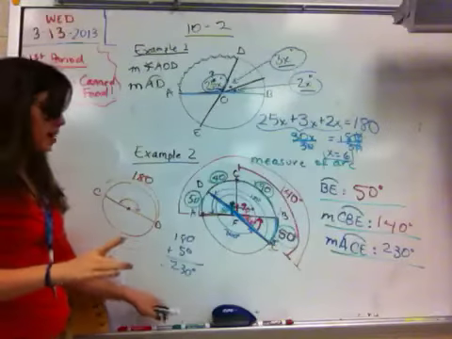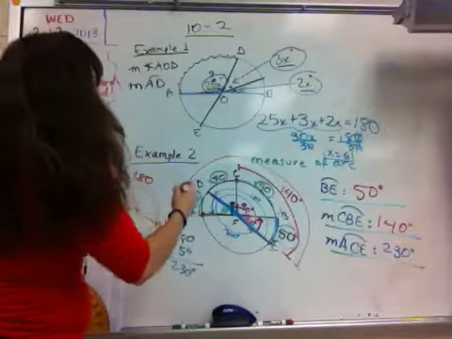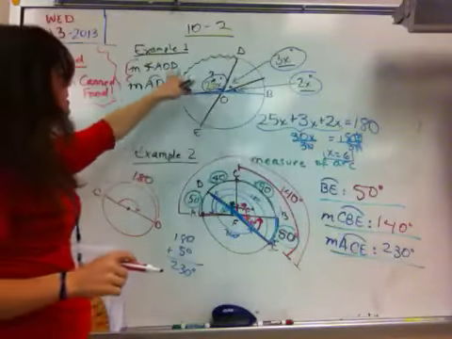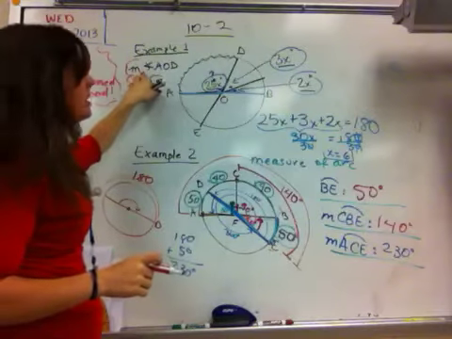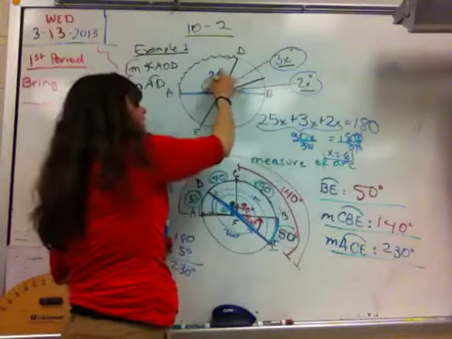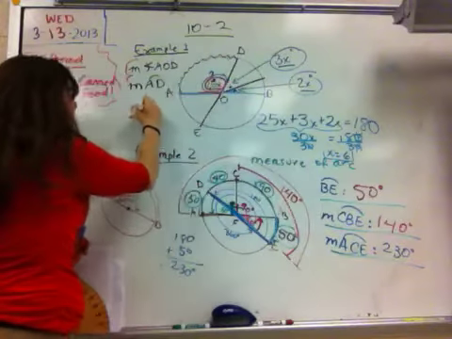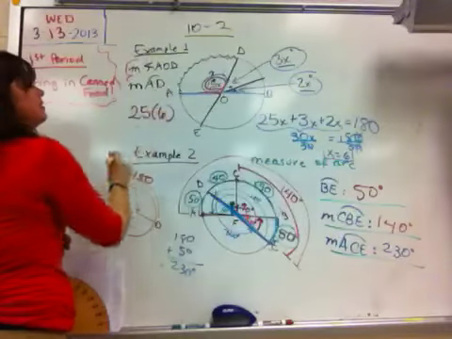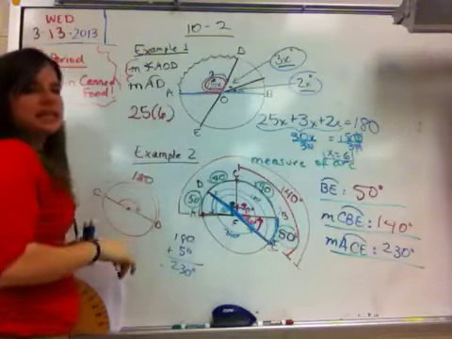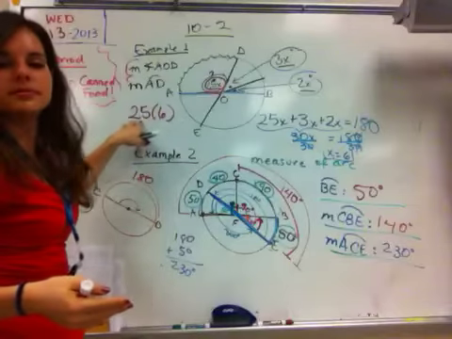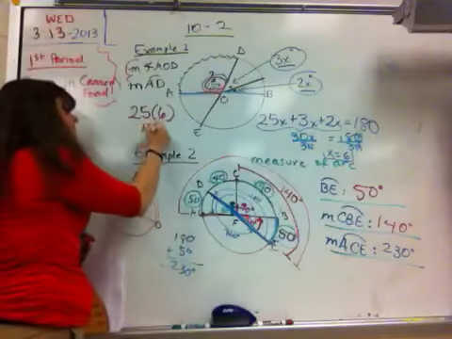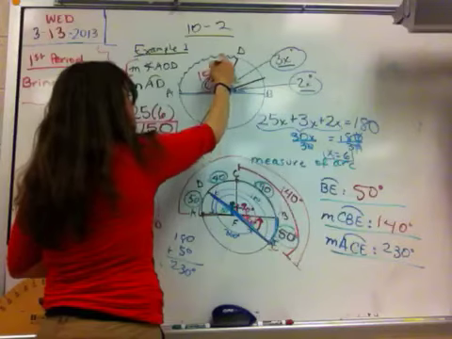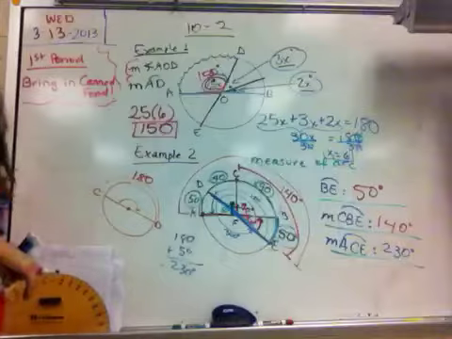Always, always go back and look at what you want to find. We don't want just x. We need to find the measure of AOD. So now we go back here. 25x is representing AOD. So what can you do? Let's take our x, plug it in, and 25 times 6. If you got 6 quarters, how much money you got? $1.50. So 150 is the angle measure for angle AOD.